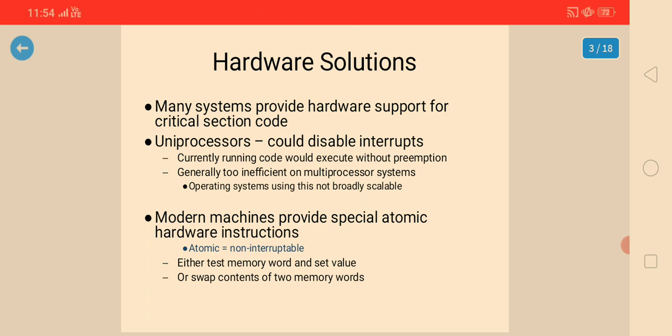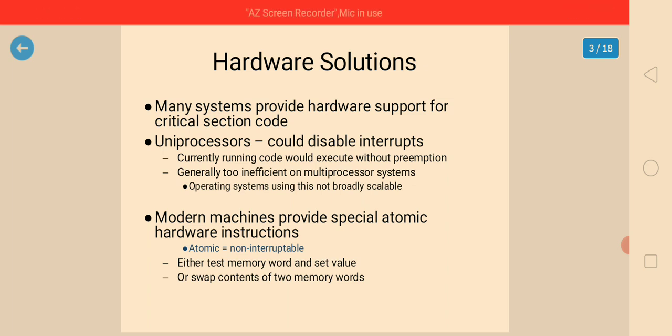Generally this is inefficient on multiprocessor systems, and operating systems using this are not broadly scalable. It is insufficient to run two processes in the critical section at once. That is why we adopt this only for uniprocessors, which could disable the interrupts.